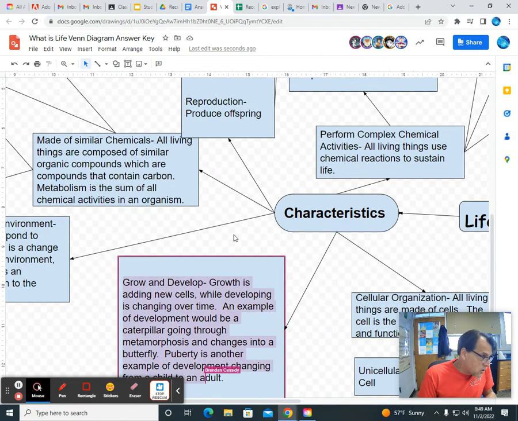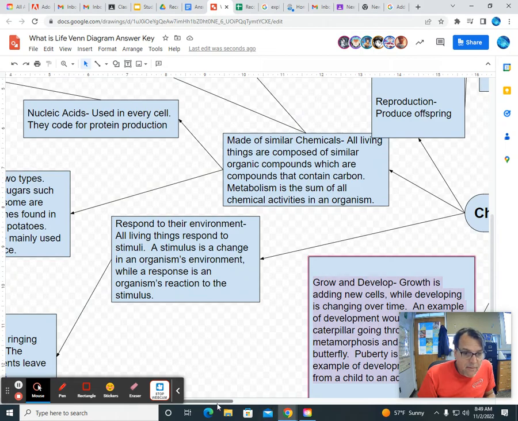But cells also change over time. They differentiate. They become new cells. They perform different functions. So examples of this would be metamorphosis. If you're a butterfly, you turn from a caterpillar to a butterfly, or a fly goes from a maggot to an adult fly. If you're a human, puberty is an example of that, where you're going from a child to an adult.